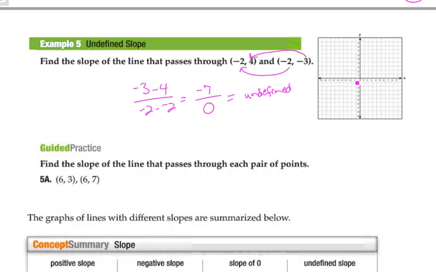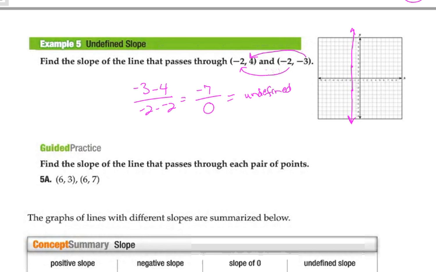Okay, so let's go ahead and look at what this looks like. We have -2, 4, and then we have -2, -3. So vertical. Okay. Again, going back to my skateboard, I definitely do not want to put my skateboard right there because I'm going to have a couple broken bones. So undefined slope right here. We cannot divide by a 0.